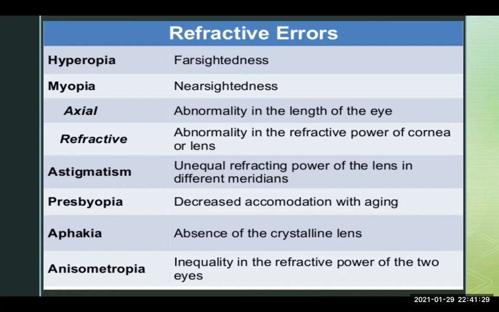It's not pathological changes. Aphakia means absence of the crystalline lens from the media, from the visual axis, maybe inside the eye but out of the visual axis, or completely absent. Anisometropia means inequality in the refractive power of the two eyes. The two eyes have unequal errors of refraction, or one eye has an error while the other eye is completely normal. So the difference between both eyes is called anisometropia.